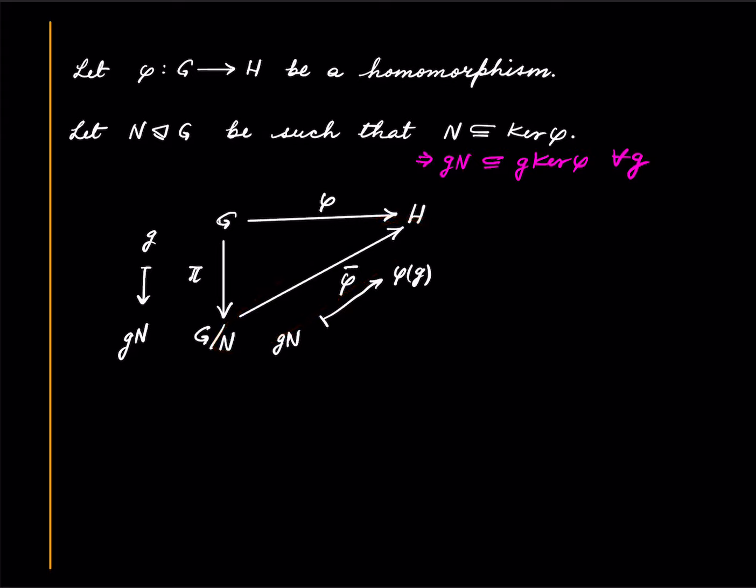So all I'm trying to say is that you may not necessarily factor out entirely by the kernel in one shot. If you can find a normal subgroup that is contained in the kernel, you may factor out by that. Now, when one should not factor out completely depends on the situation. Of course, you could take N as the trivial subgroup. Then this factoring is not giving anything. Then phi bar is essentially just phi.